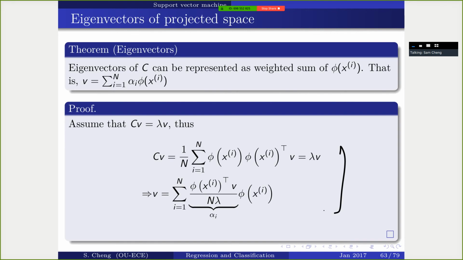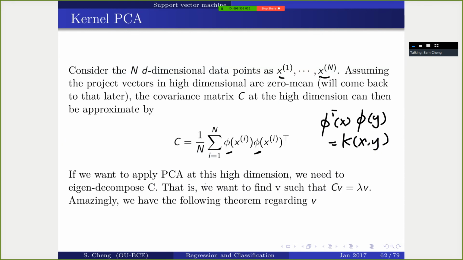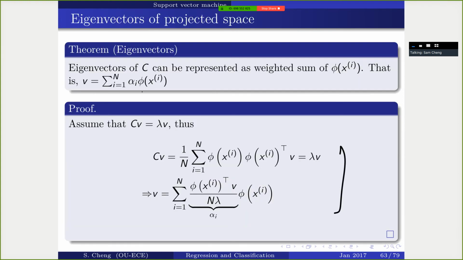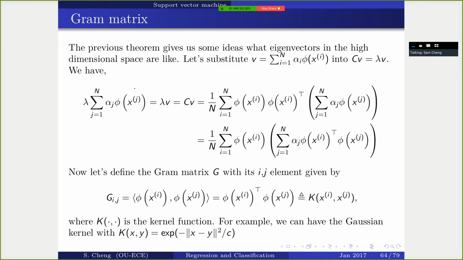Okay, with this, we can substitute this back to here and try to figure out if we are able to solve for this eigenvector, because even though we know the form, we still need to figure out what alpha is. So if we substitute that back and go through some algebra, let's see.